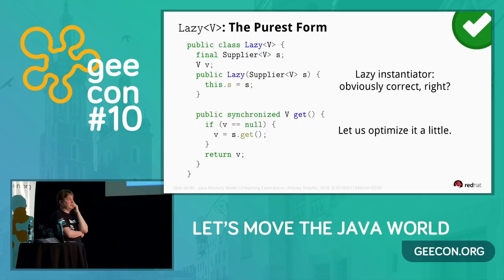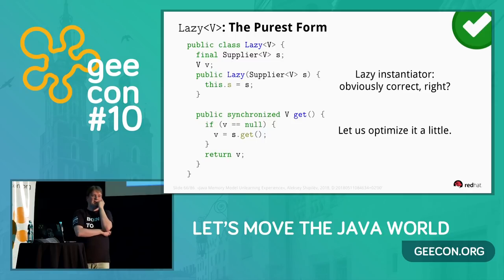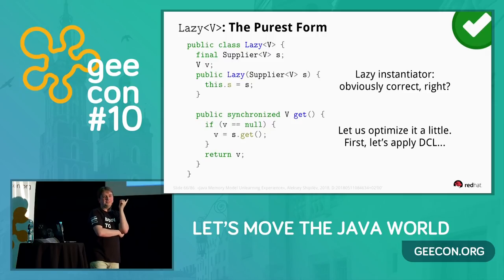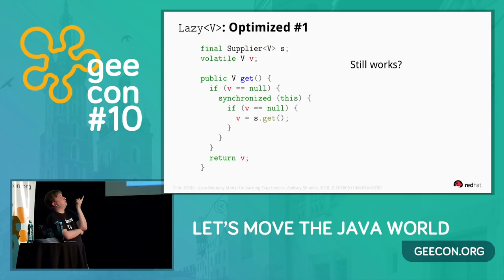But let's optimize it a little. Entering the synchronized method on every get is kind of excessive, don't you think? You want to have a fast path. So how do you optimize it? Yeah, you all know what double-checked locking is. Now it's time to learn to apply it. So you apply DCL to this example, and this is what you do.